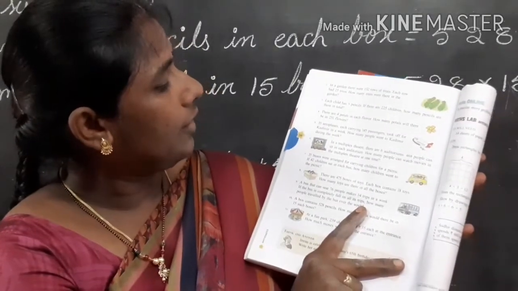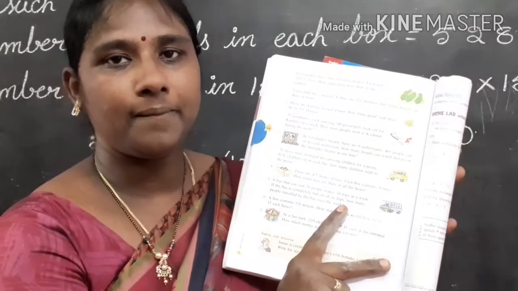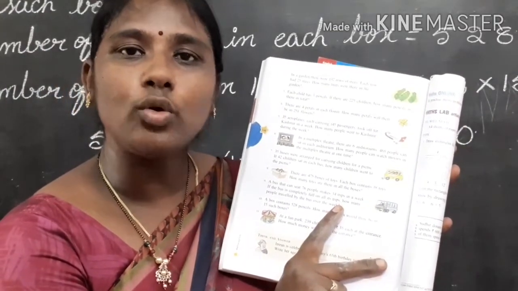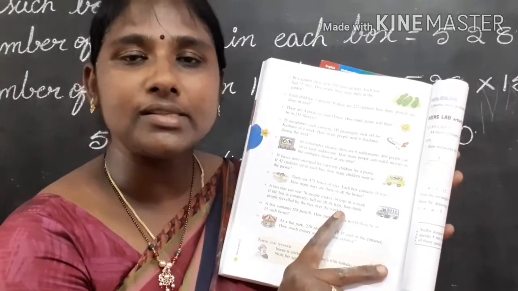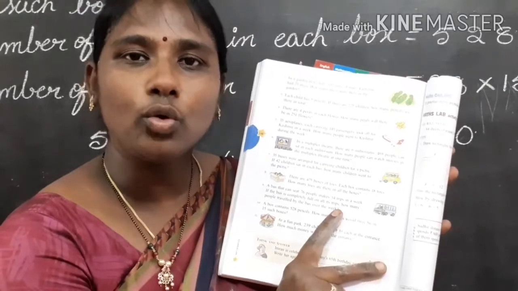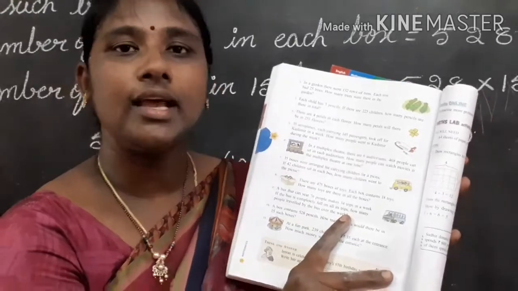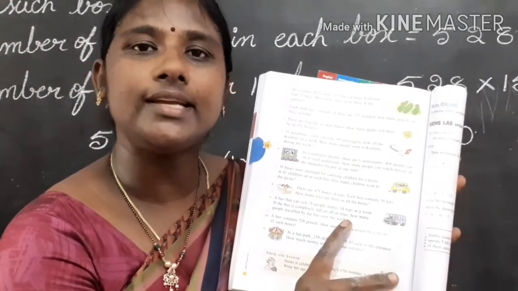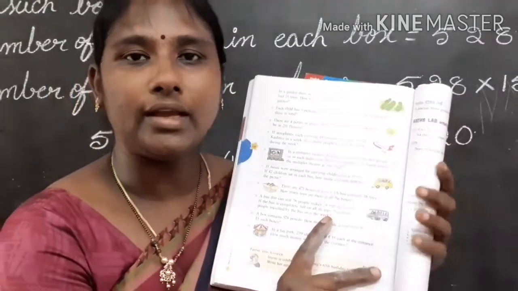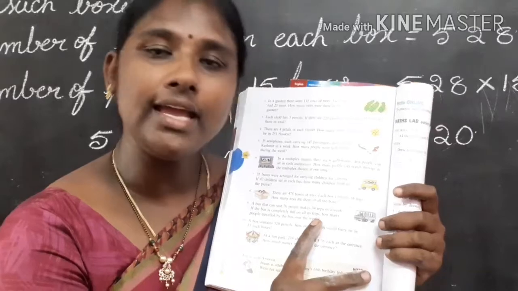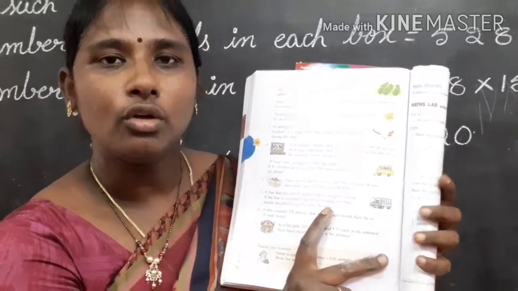Next one. 35 buses were arranged for carrying children for a picnic. They are going on a picnic. How many buses are they going by? 35 buses. If 42 children sat in each bus, in one bus how many children sat? 42. So, total how many children went to the picnic? Total buses 35, in each bus 42 students. Total how many students? 35 into 42.